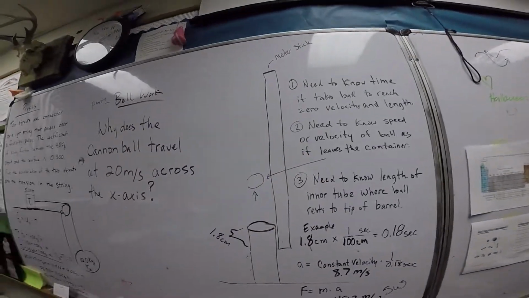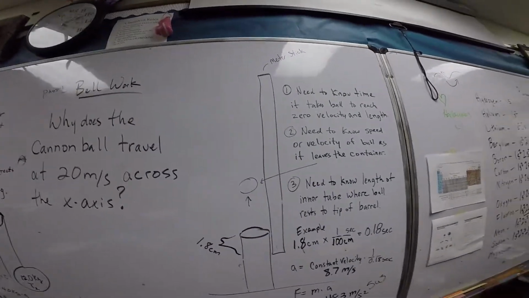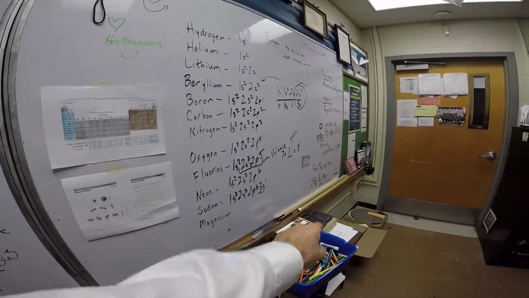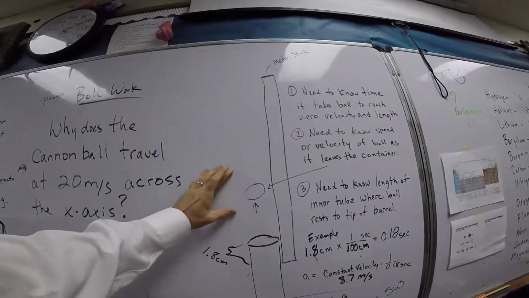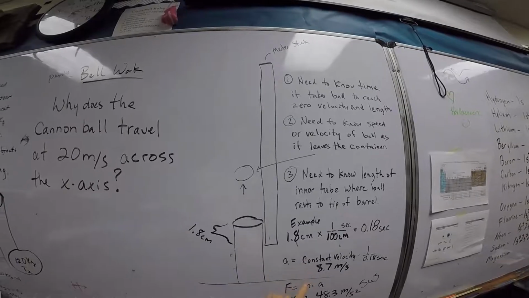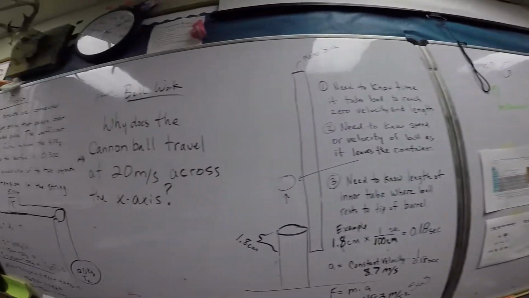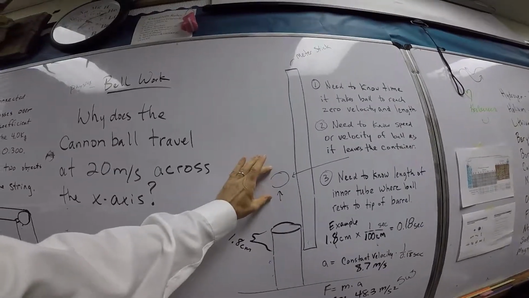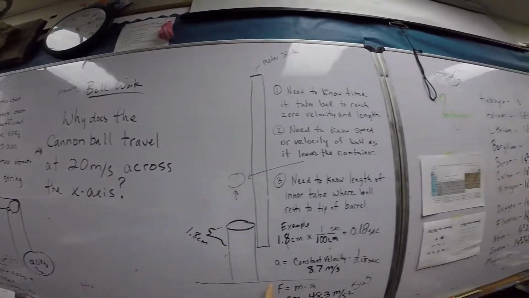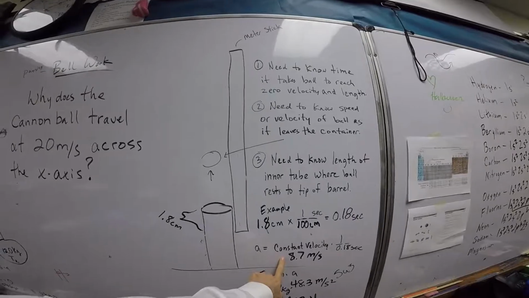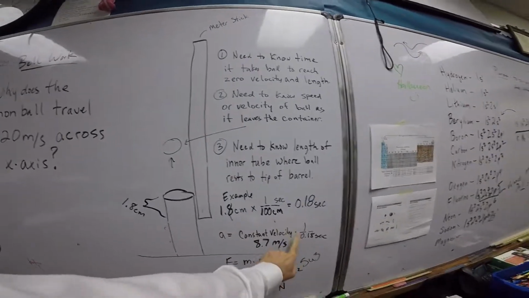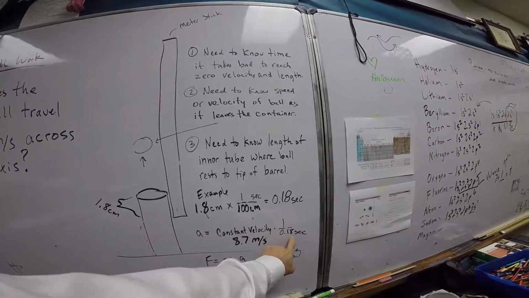Next thing we needed to know is the speed or velocity of the ball as it left the container, and we used the Go Motion Veneer Pro to do that. And Medina came up with the velocity of 8.7 meters per second from the GoPro machine. So that would be the constant velocity. So to get the acceleration, we took the constant velocity times the 1 divided by 0.81 seconds.